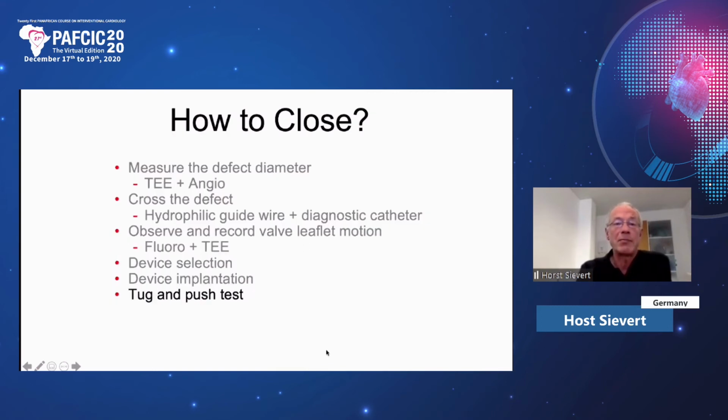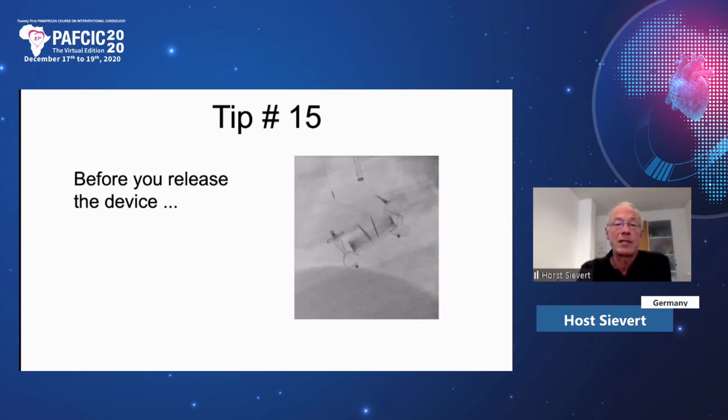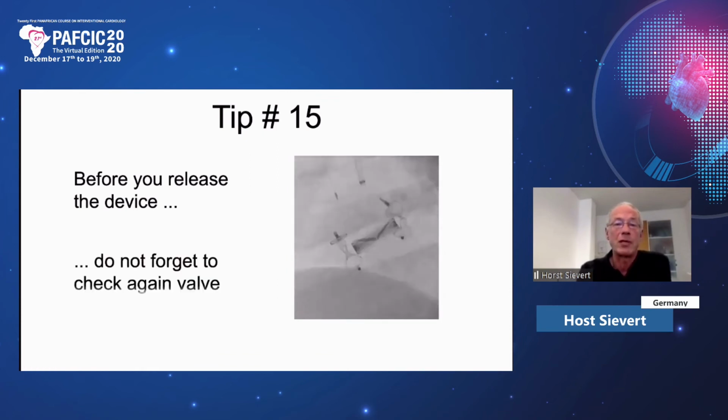Then device implantation, of course, we have seen this during the live case. Then you do a tug and push test to make sure that it does not embolize. And finally, the device is released. And then tip number 15, before you release the device, you really should be sure that there is no interaction between the devices and the leaflets, so they should move freely in all directions. And do not forget to check valve leaflet motion again after you have released the device.